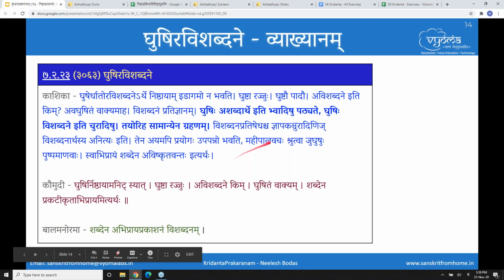So that's basically in the Bhashya. Kaumudi does not give any of this discussion because this is too involved and probably only of theoretical nature, not really needed in the idagama discussion. So ghushihi nishtayam anitsyat ghushtarajjuhu avishabdane kim ghushitam vakyam. That's all that Kaumudi says.